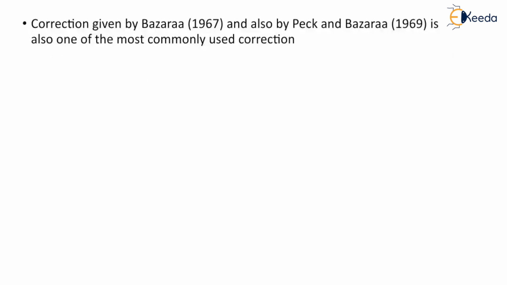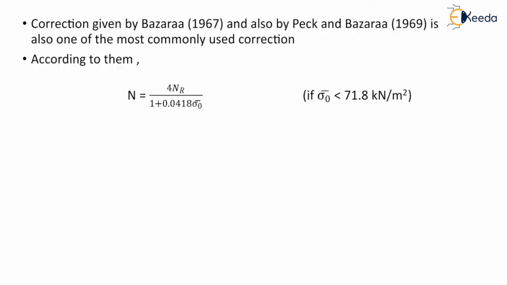Another third type of correction, given by Bazaraa in 1967 and also by Peck and Bazaraa in 1969, is also one of the most commonly used corrections. According to them, N is equal to 4 NR divided by (1 plus 0.0418 sigma naught bar) if sigma naught bar is less than 71.8 kilonewton per meter square, and N is equal to NR if sigma naught bar is greater than or equal to 71.8 kilonewton per meter square.